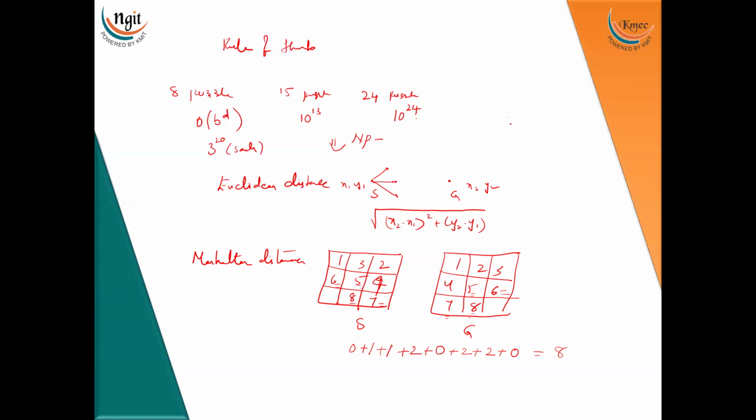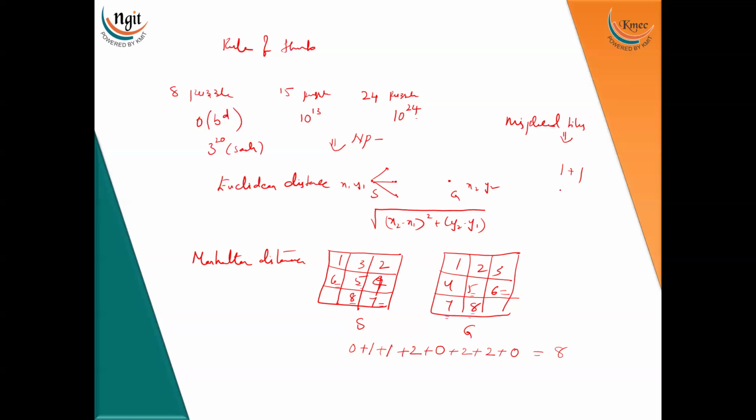The other one is misplaced tiles. With the help of misplaced tiles also, we can find the solution for an 8 puzzle problem. Now, see here, this 1 and 1 are at the same position, so you need not count it. But 3 and 3 are not in the same position, so that is one misplaced tile. 2 and 2 are not in the same position, so that is one more misplaced tile.